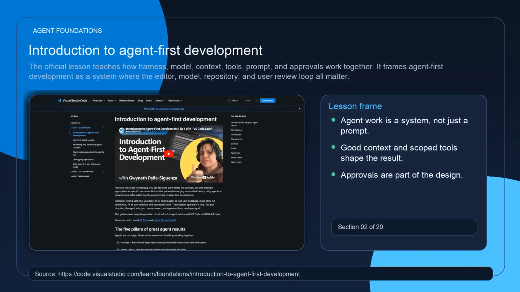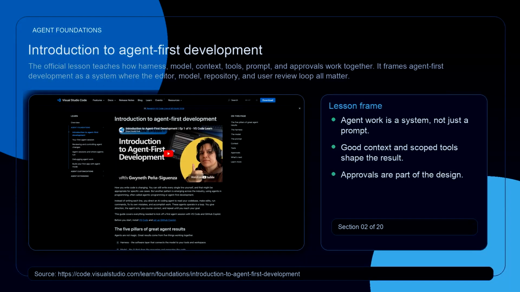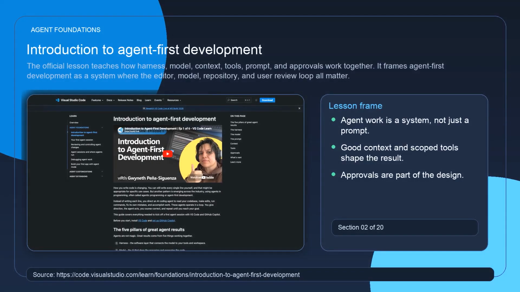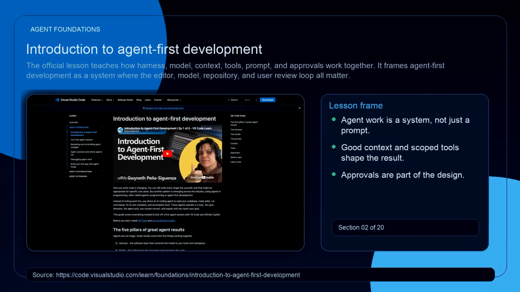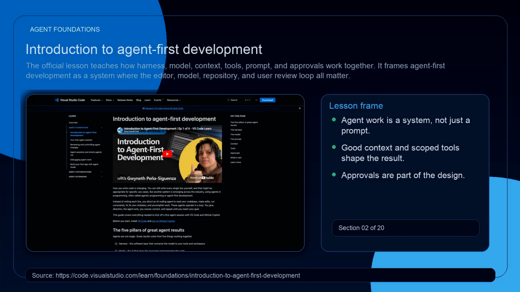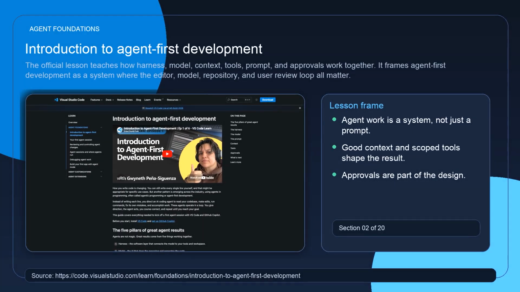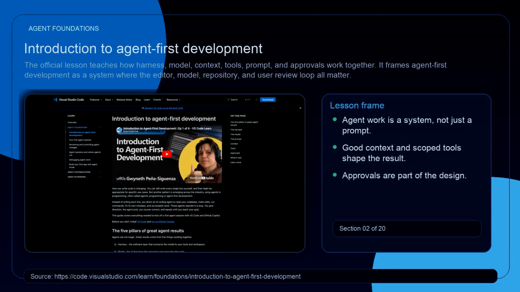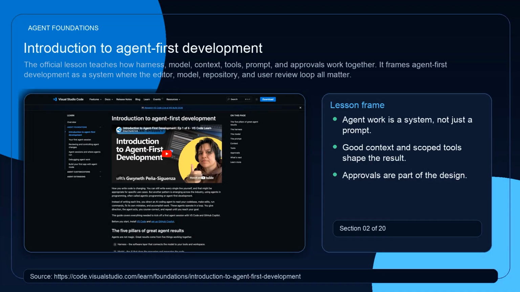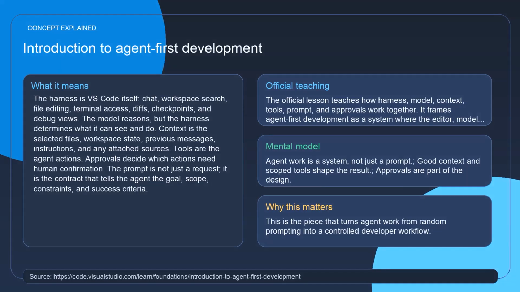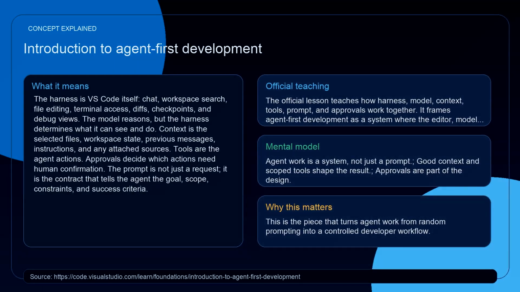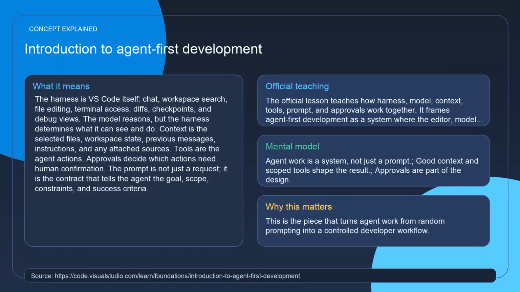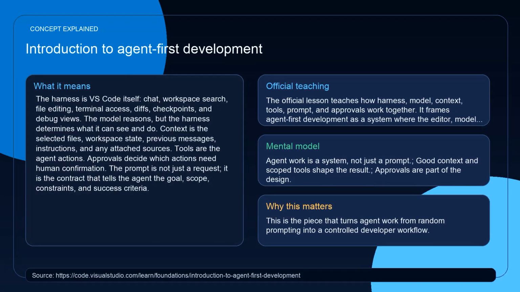The official page teaches this. The official lesson teaches how harness, model, context, tools, prompt, and approvals work together. It frames agent-first development as a system where the editor, model, repository, and user review loop all matter. Here is the real explanation. The harness is VS Code itself: chat, workspace search, file editing, terminal access, diffs, checkpoints, and debug views. The model reasons, but the harness determines what it can see and do.